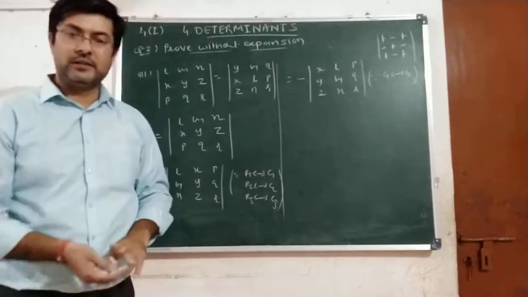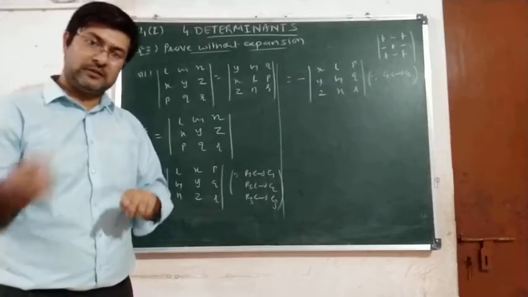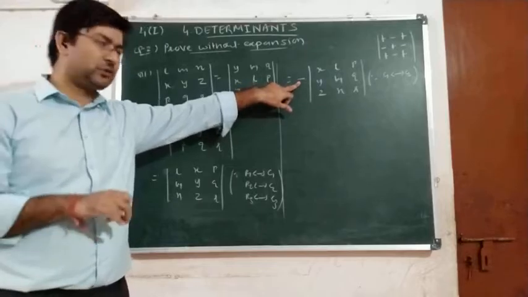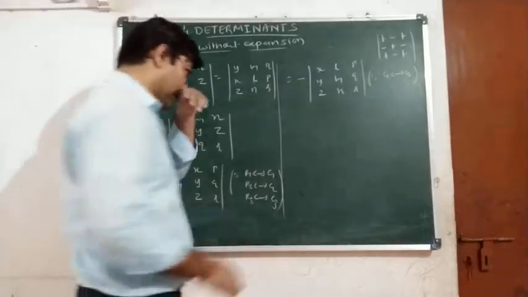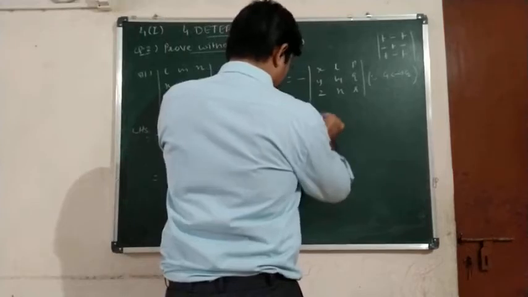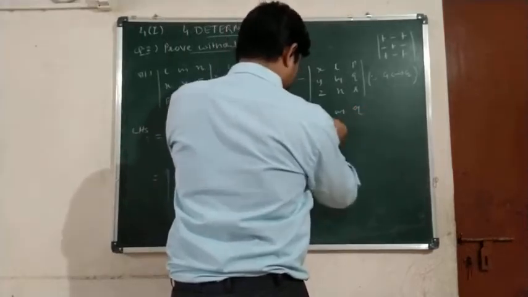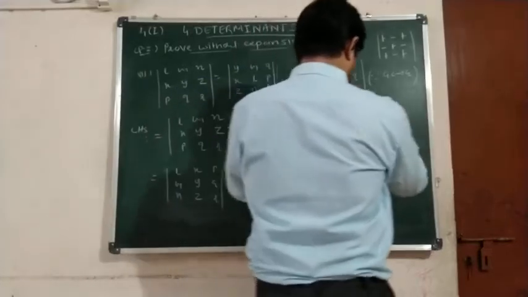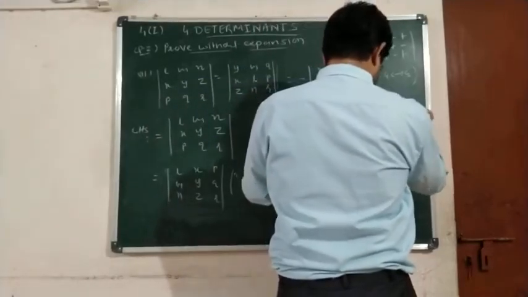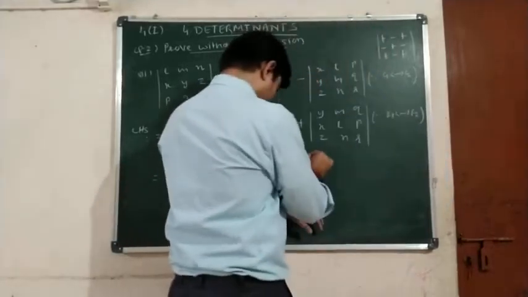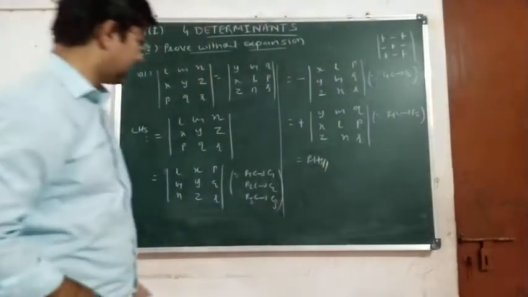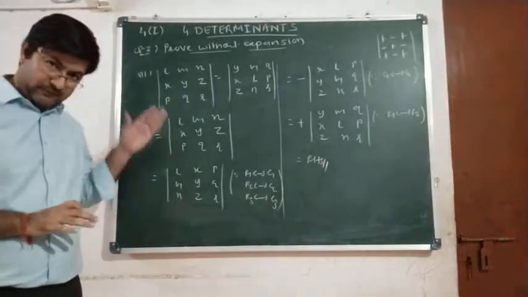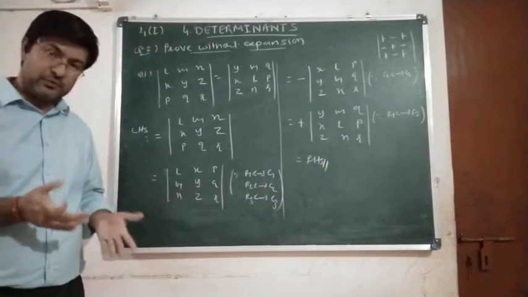So again, on interchanging the first and the second row, the sign of the determinant will be changed. So already this determinant is minus. So again minus. So minus minus will be plus. Okay. So now plus. Y, M, Q, X, L, P and Z, N, R. Since R1 and R2 we have interchanged, and which is equal to RHS. Clear?